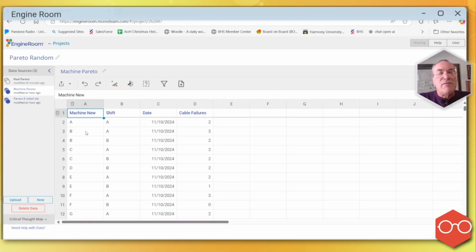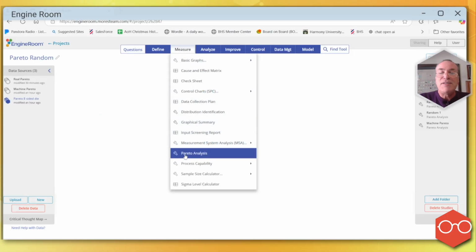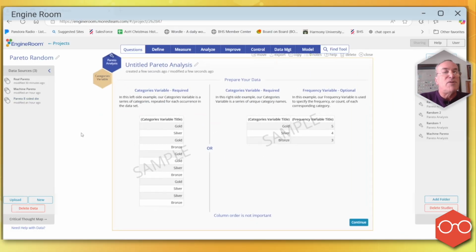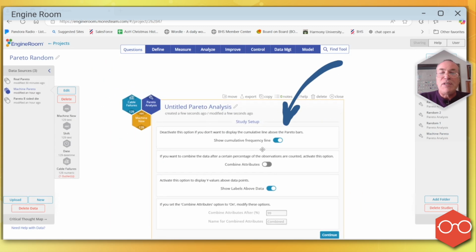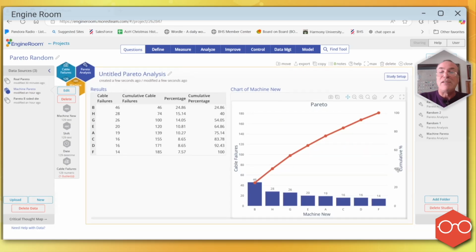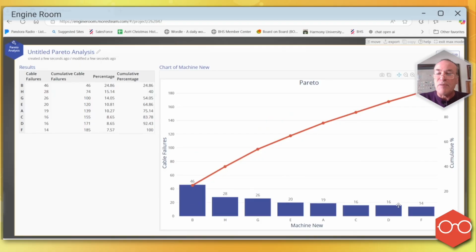So we have data, we have machines, and we have the number of failures, just so you can get a sense that there is data going into this. And I'm going to do the Pareto analysis this time for us. So we're working in this particular data, and our categories are machine and the number of failures. And you'll notice here under our study setup, show cumulative frequency line. So I click that and I see that. And you can see how it compresses all of the bars because it's trying to fit this ogive plot.